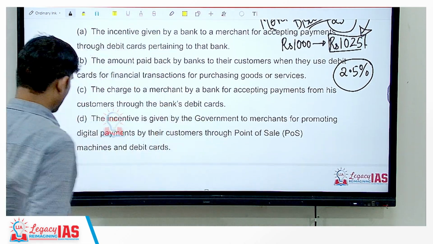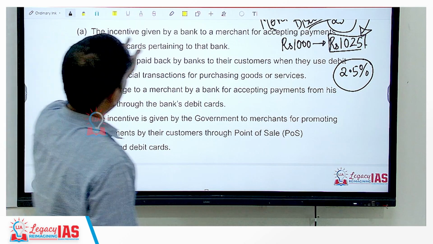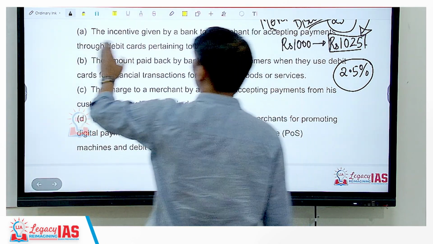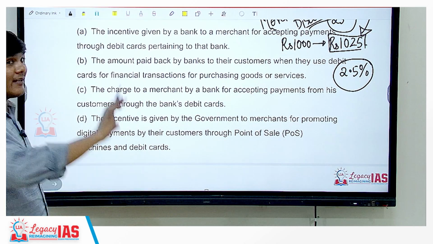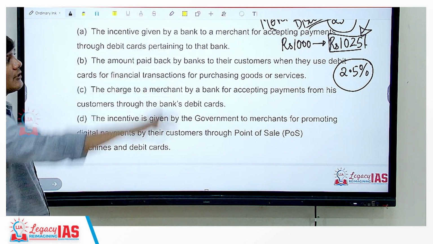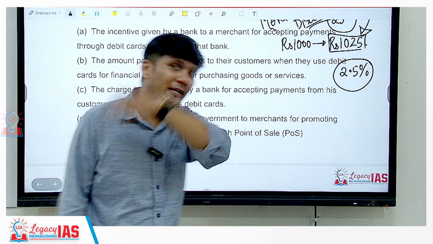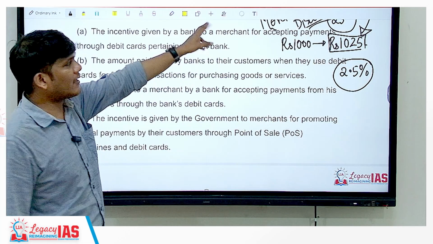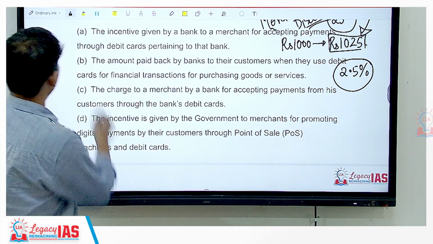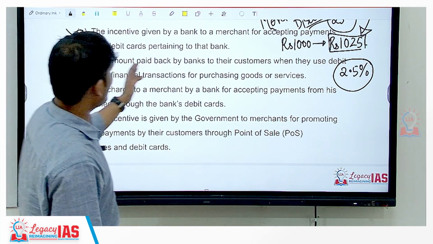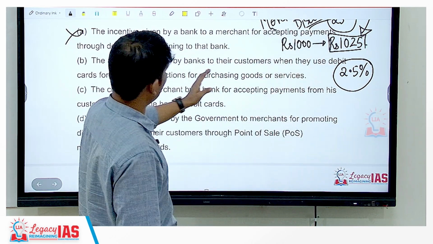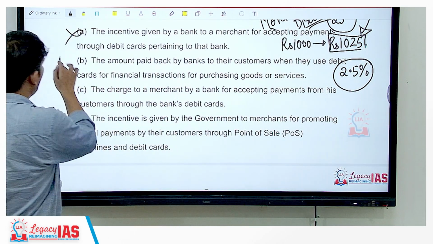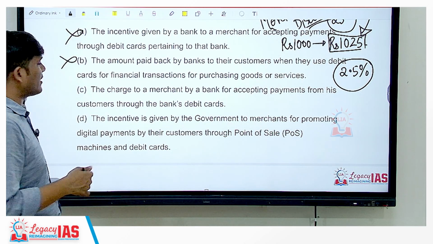Which of the following is merchant discount? Incentive given by a bank to merchant for accepting payments through debit cards pertaining to the bank. Now it's not an incentive that is given by the bank to the merchant, rather the bank is asking more money. So do not get confused by the term discount. So this is not the case. Amount paid back by bank to their customers when they use debit cards for financial transactions for purchasing goods and services. No, again it's a charge which they are incurring on us.